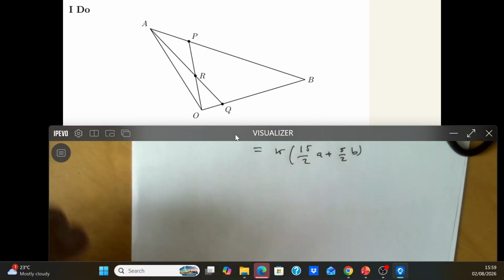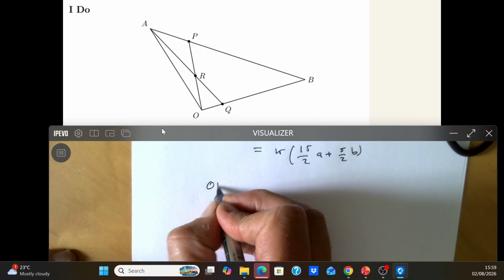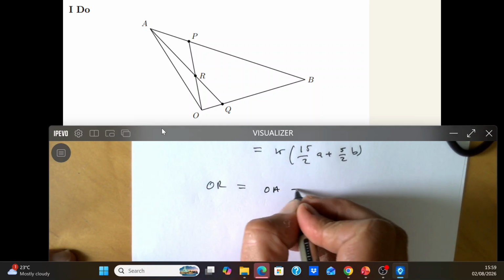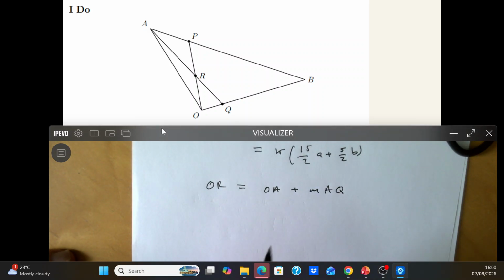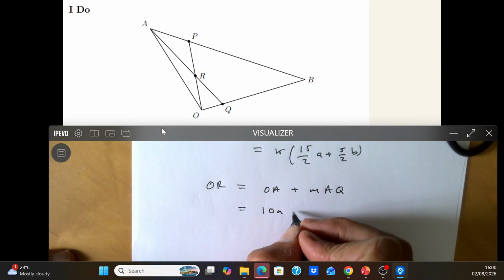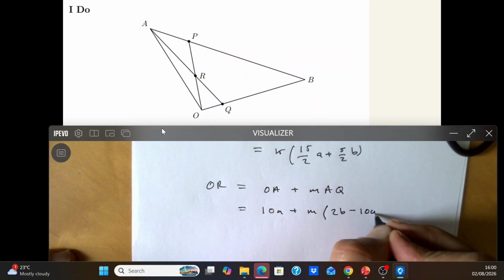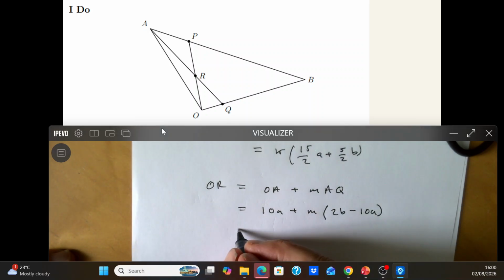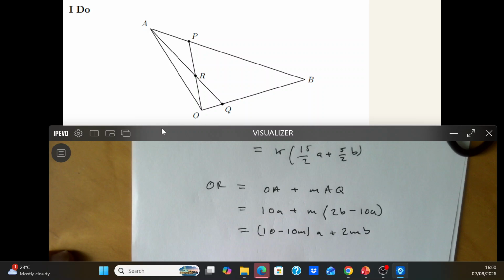Now another way of writing OR is OA plus another multiple of AQ. OA is 10a, so my multiple is going to be m lots of 2b minus 10a, which gives me 10 minus 10m a's plus 2m b's. Right, I'm just going to enlarge this so you can see it all.